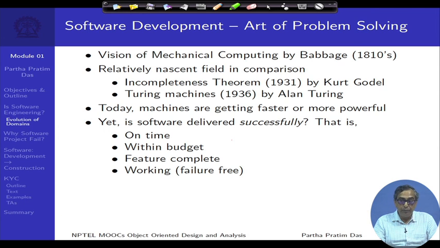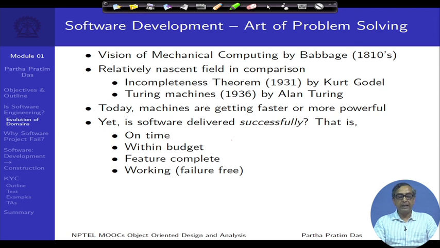So, compared to other fields of engineering, it's very, very nascent, very, very new, and therefore, it has not had the time to really prove its processes, set up its standards and make sure that success will always be at the end of the road. Of course, we see a lot of development happening, very fast developments, machines are expanding, getting faster, more powerful, lot of machines, yet is the software delivered successfully? We all understand that it is not.